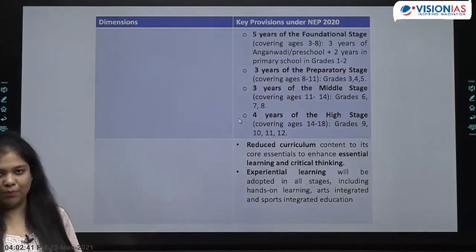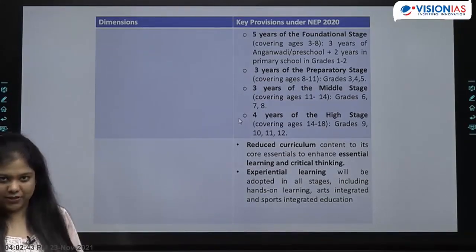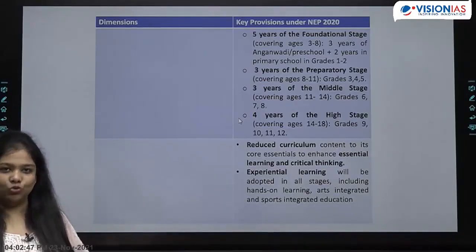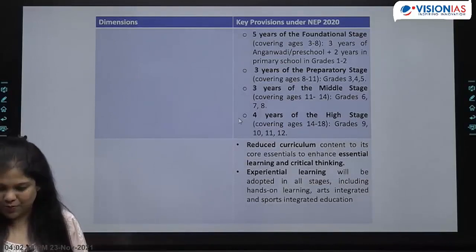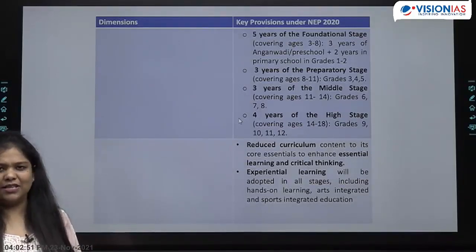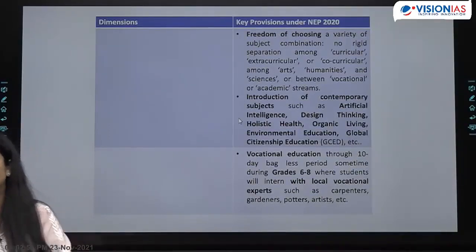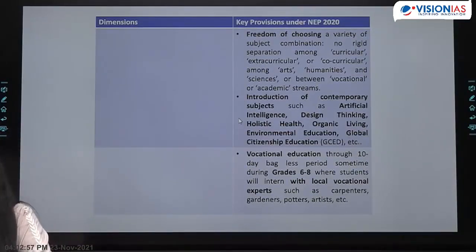Experiential learning would be promoted, that is learning through experiences. So if you want to make children aware about animals, take them to the zoo. That is what is learning through experiences. ठीक है. Then arts integrated, sports integrated education would be provided. There would be freedom provided with respect to the choice of the stream.